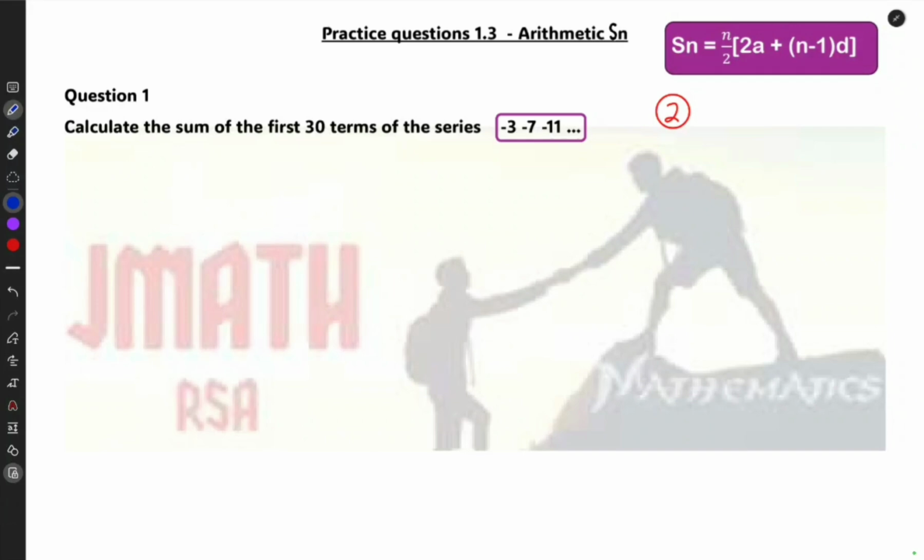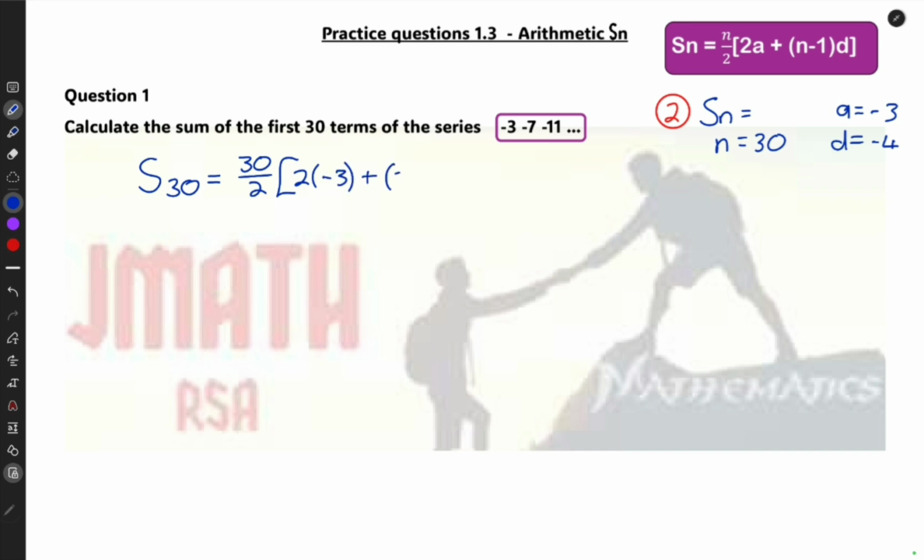Question 1. Calculate the sum of the first 30 terms of the series. Okay, so I'm going to start with the list. They are telling me to calculate Sn. They are telling me n is 30. I can see a is -3, and then d is -7 minus -3, so that would just be -4. So now I can just go and sub in the formula and say, okay, S30 would be equal to 30 over 2 times a plus n minus 1 and then d.